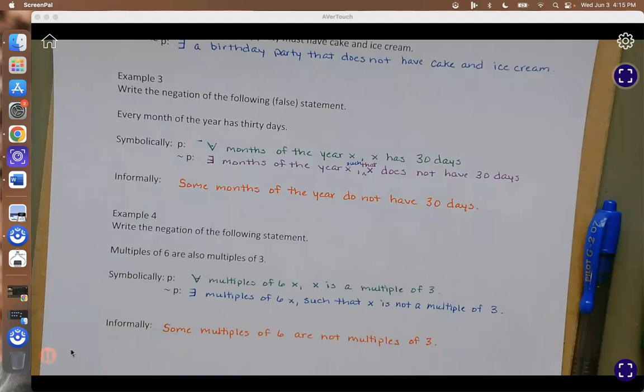And that, my friends, is how you write negations. If you have any questions, please let me know. Thank you.